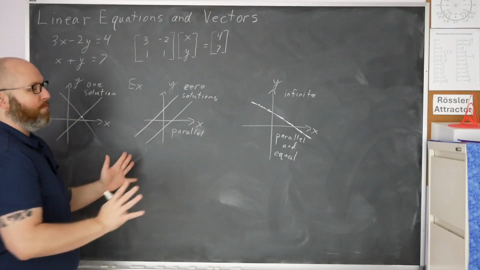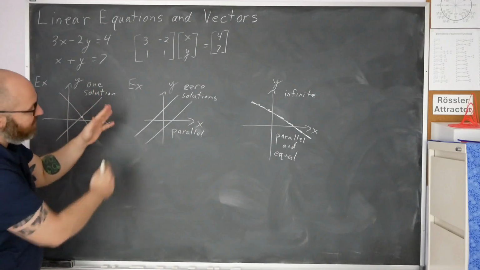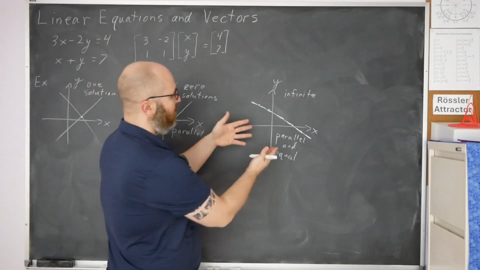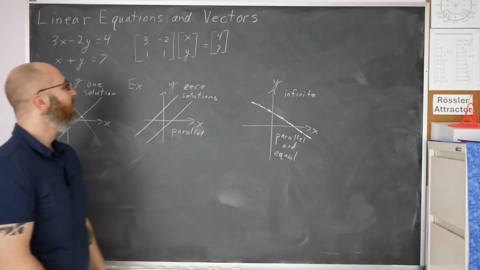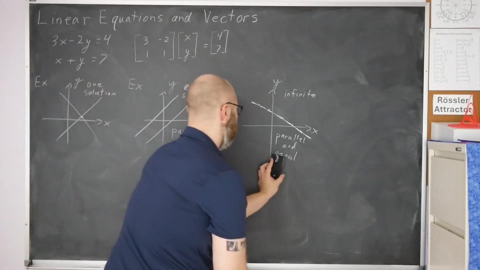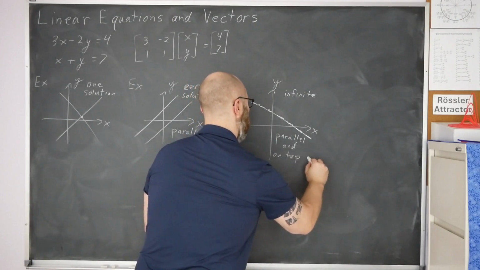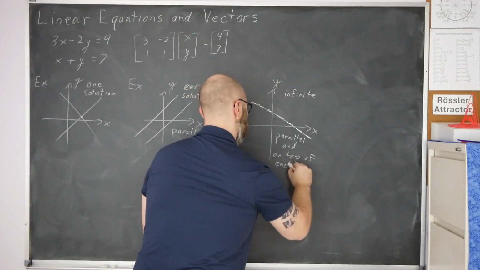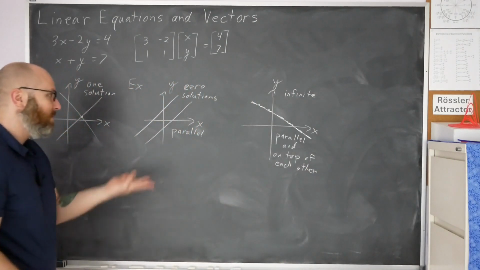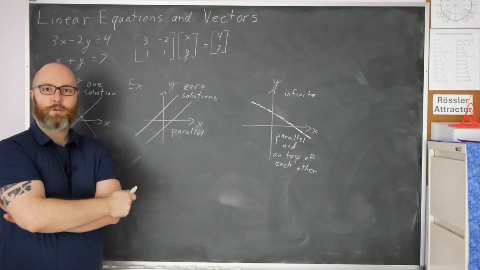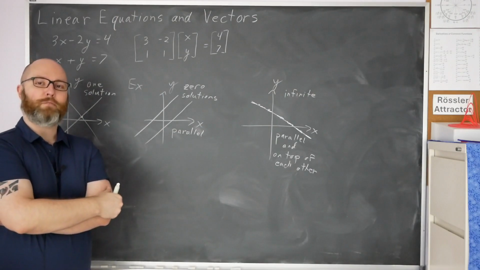So this isn't terrible to visualize, right? They either cross each other, or they're parallel and separate, or they're parallel, meaning same slope, and they're right on top of each other. I think I'll change that to on top of each other. All right, so those are the only options when you have lines. What about when you have planes? That gets a little more complicated.